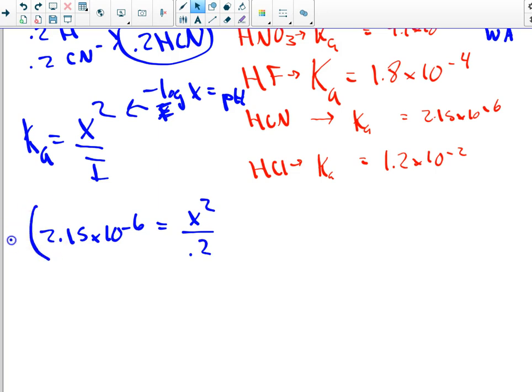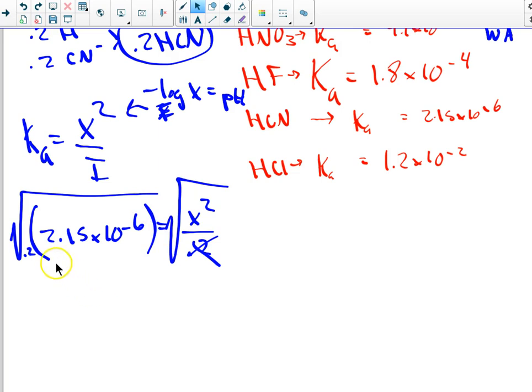So just take the square root of both sides. And you had to multiply it by 0.2. I didn't leave much room there either. So multiply by 0.2, and then take the square root of that, and that will give you x. Does anyone have just that number?